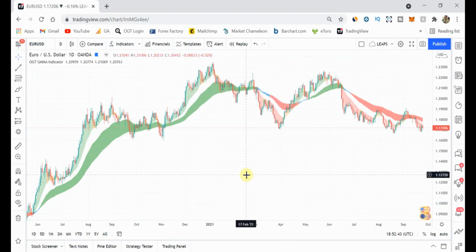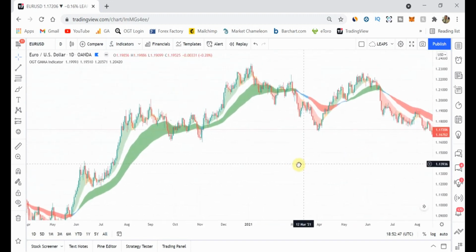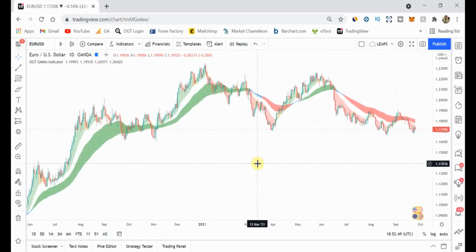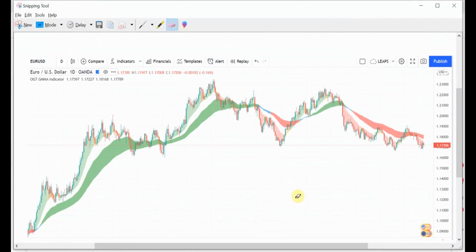What we've got here is, like I said, the EURUSD daily chart. You can see we've got a variety of colors, and what these colors do is distinguish whether we are in a trend or ranging. The different variants of light green and dark green, and light red and dark red, show either the short-term or the long-term investors. So I've taken a snippet of this chart, as it's just easier to explain.